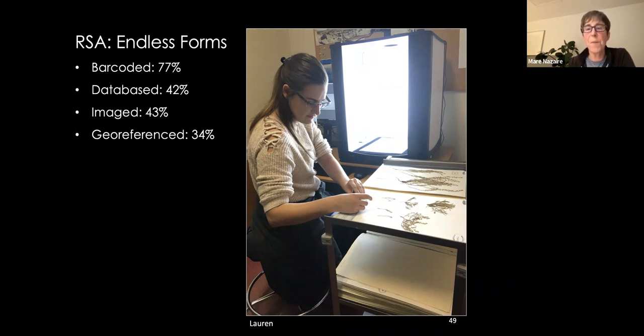And I show Lauren here. She started off as an intern and moved into a specimen digitizer position. And she alone has imaged over 52,000 specimens. So she's a powerhouse. I don't know where she came from, but she's amazing.